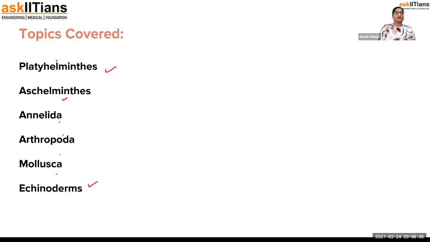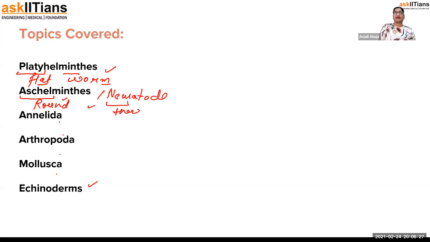But anyways, platy means flat and helminth means worm. So we are going to learn about flatworms. Aschelminthes are actually the roundworms. Helminthes means worm. So they are also known as nematodes or Nemathelminthes. Nema means thread. So they have a thread-like round body that we will be learning.